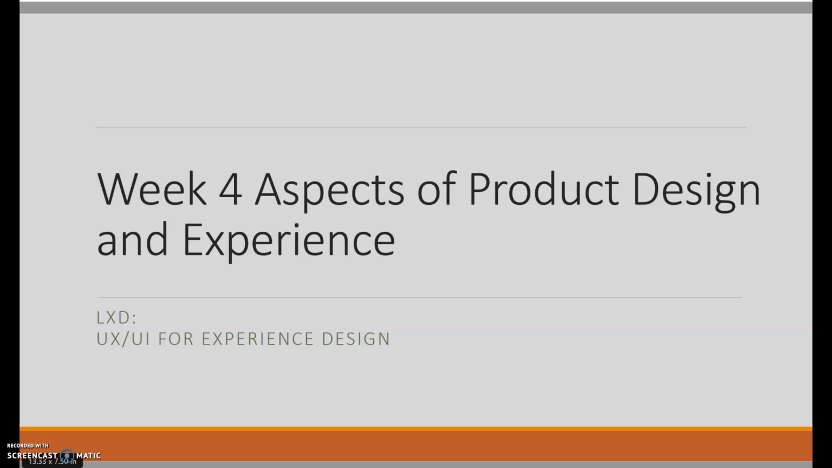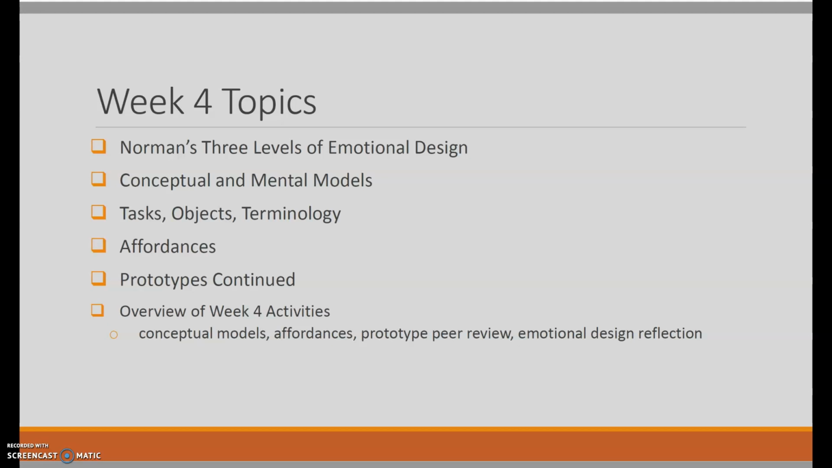This week we will be studying aspects of product design and experience. Our topics are Norman's 3 levels of emotional design, conceptual and mental models, tasks, objects, and terminology, affordances, and prototypes, where we will continue to work and iterate on the ones you've already started, and an overview of our Week 4 activities, which will include you developing a conceptual model of your prototype and including something called affordances, which we will be talking about, and you will do a prototype peer review and a whole class emotional design reflection.